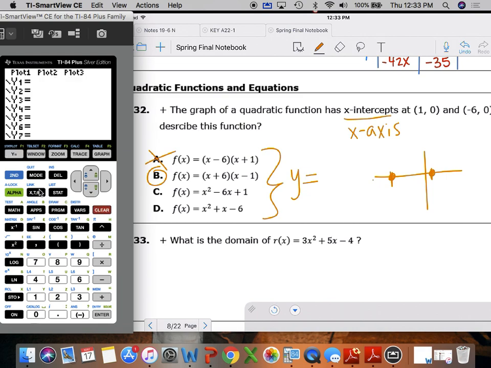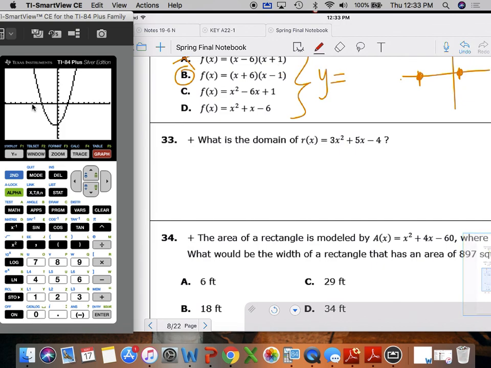Just to double check, I'm going to take and plug in all the other answers because I have the time. So option C is x squared minus 6x plus 1. That does not cross at negative 6. And x squared plus x minus 6 does not cross at negative 6. So even if we just look to see which one crosses at negative 6, there's only one answer.